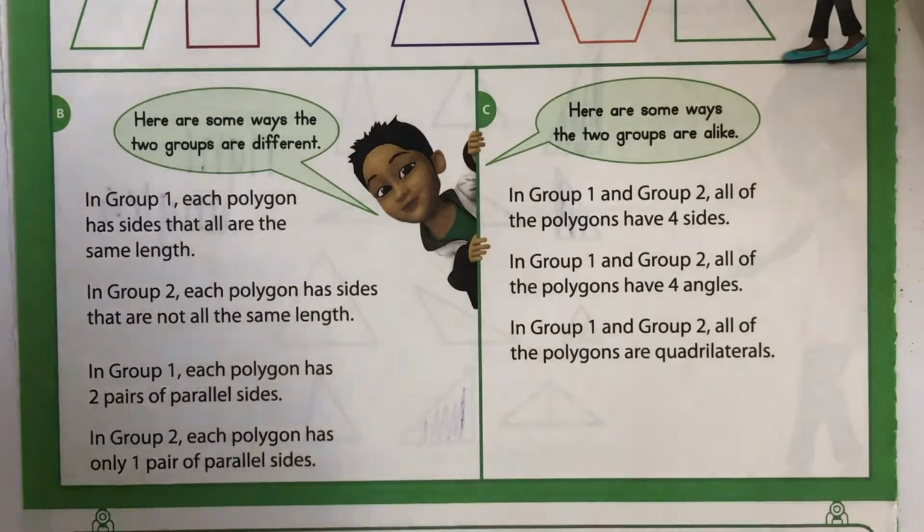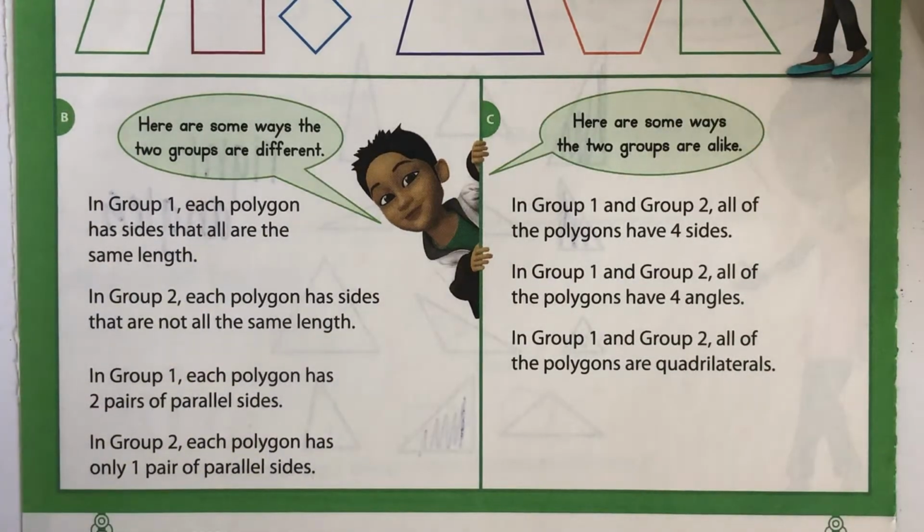Here are some of the ways the 2 groups are different. In group 1, each polygon has sides that are all the same length. In group 2, each polygon has sides that are not all the same length. In group 1, each polygon has 2 pairs of parallel sides, and in group 2, each polygon has only 1 pair of parallel sides. How are some ways the 2 groups are alike?